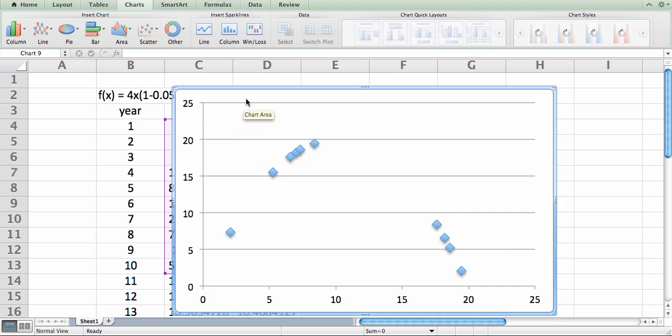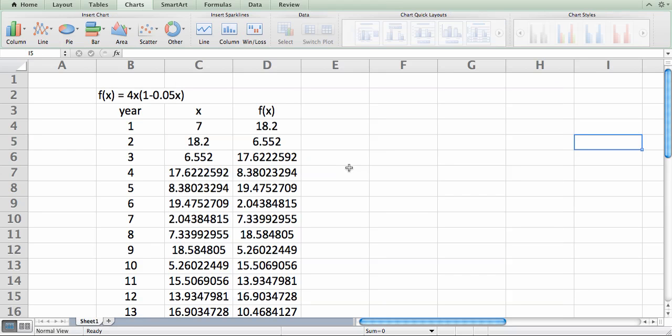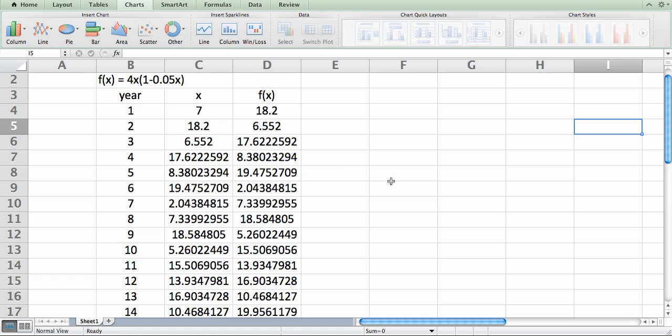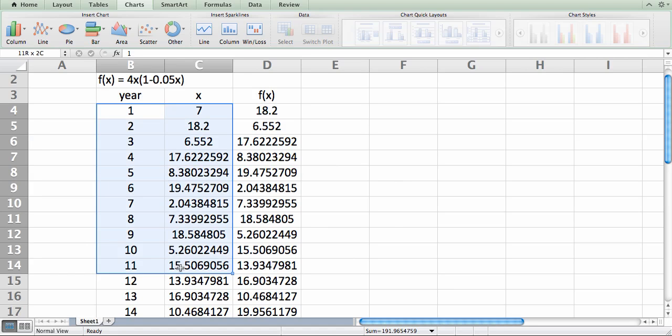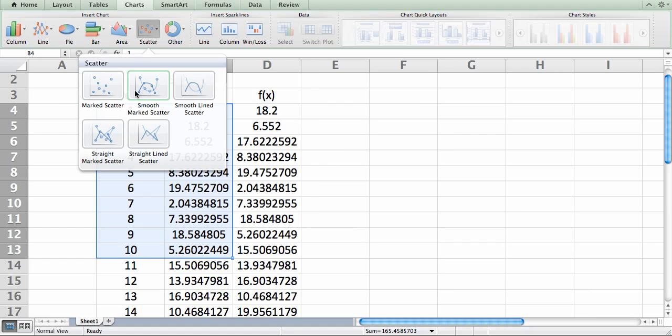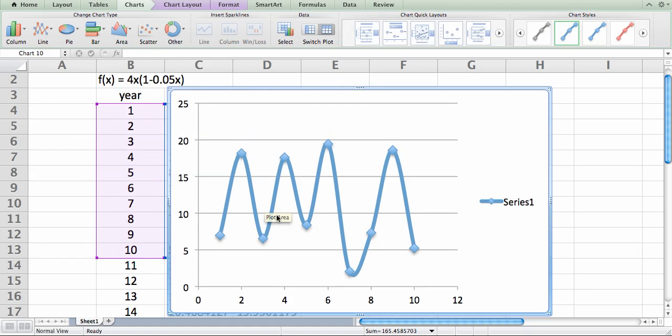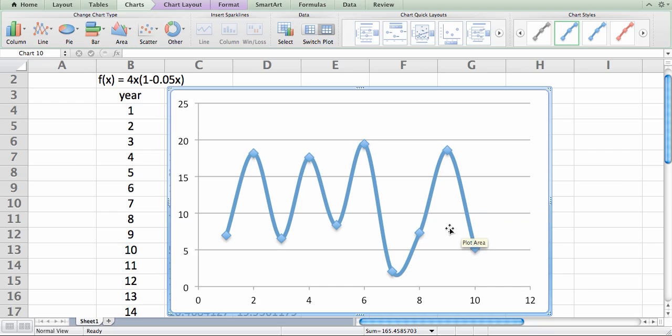That's a reproductive curve. Now, if you want to look at the population as a function of time, you can highlight these first 10 years, let's say, and insert the scatter plot, a smooth scatter plot. And here you see over time what's happening with the population. Now the x-axis is time, years, and the y-axis is population. You see the population is going up and down, not in any particular way. It's just chaotic, what we call chaotic behavior.